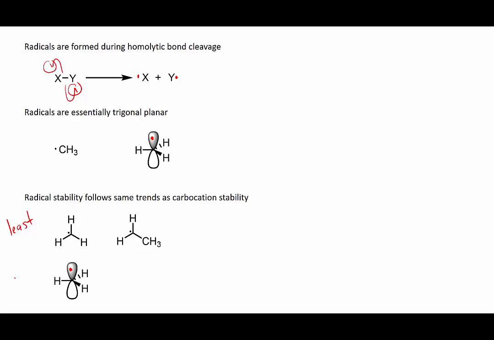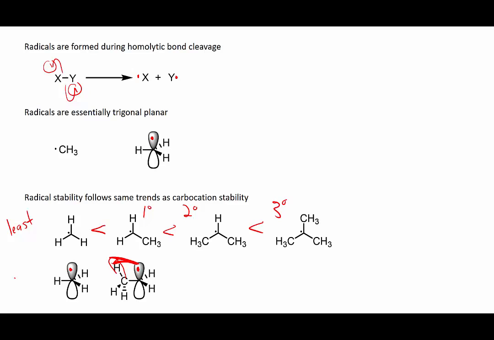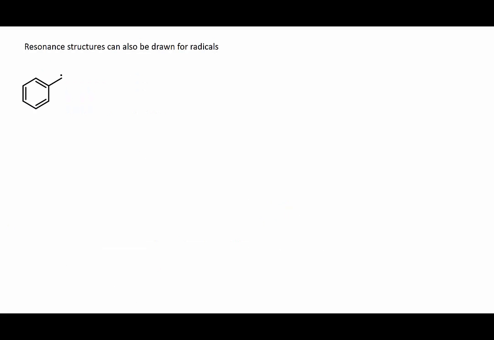Let's take this a little bit farther and add another methyl group, so now we have an ethyl radical. If we take a look at this structure, we've got our p orbital again, which has an unpaired electron in it, but the methyl group here, this overlap in this sigma bond, can actually donate some electron density into that p orbital, which can help stabilize it. This is hyperconjugation like we saw with carbocations. So if this is the least stable, a primary radical is more stable. A secondary radical is even more stable because we have two sources of hyperconjugation, and a tertiary radical will be the most stable.